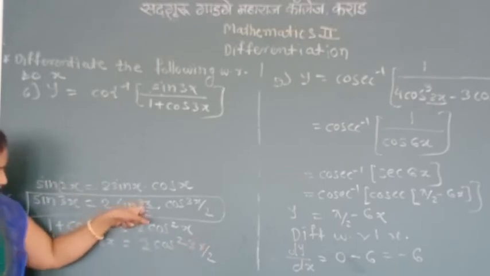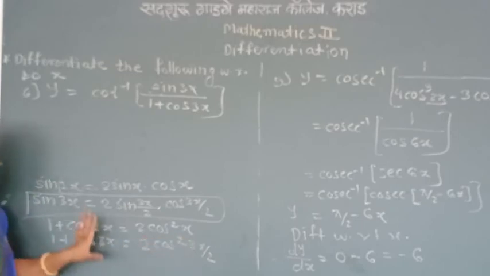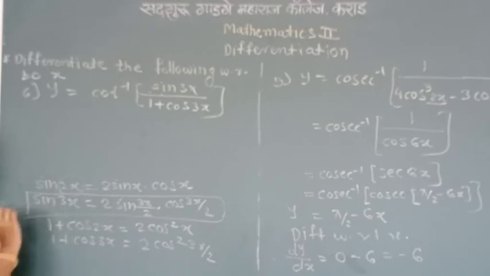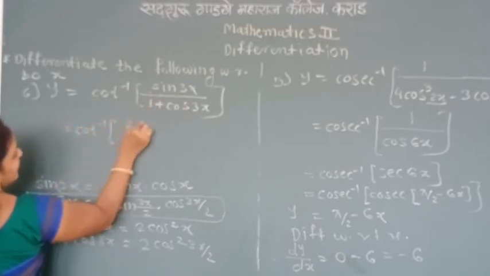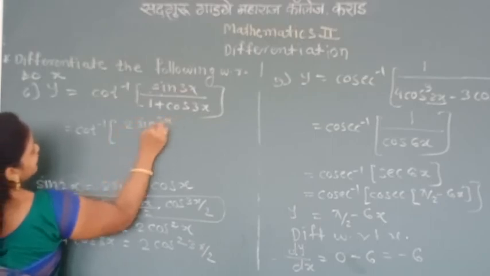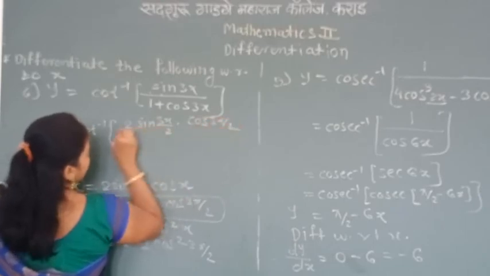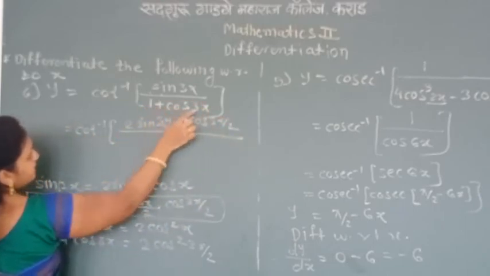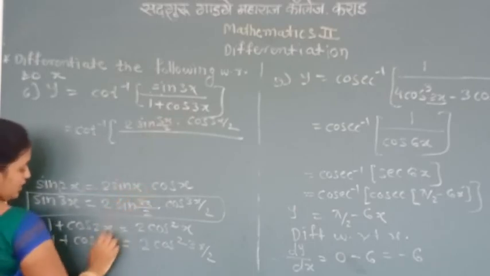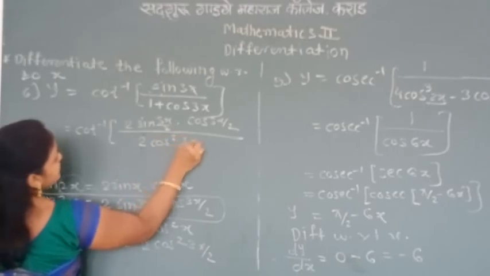Look, sin 3x by 2 cos 3x by 2, and here cos square 3x by 2. So everything is converted using the multiple angle formula. The cot stays as it is, and sin 3x we write as sin 3x by 2 multiplied by cos 3x by 2, divided by 1 plus cos 3x, which we convert into 2 cos square 3x by 2.